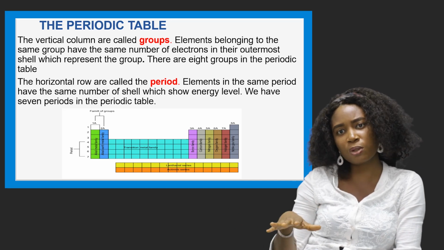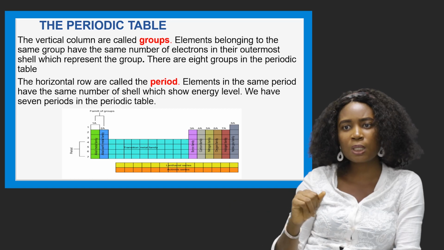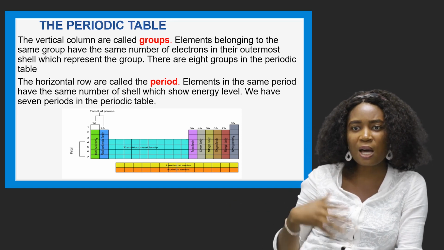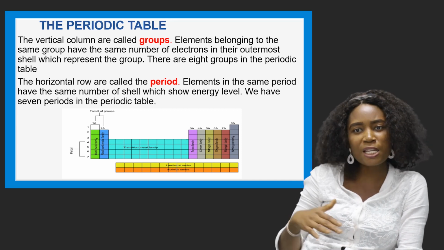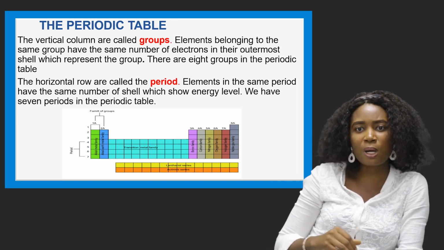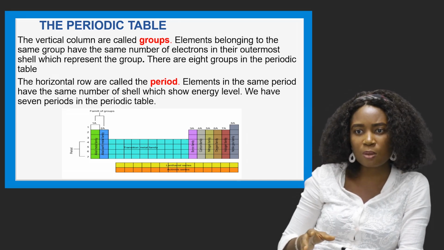Now we have the periods. The periods are found in the horizontal rows of the periodic table. Elements in the same period have the same number of shells, and this shows their energy level. We have about seven periods in the periodic table.